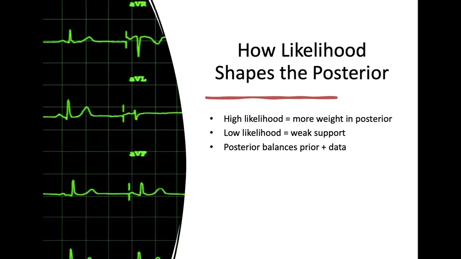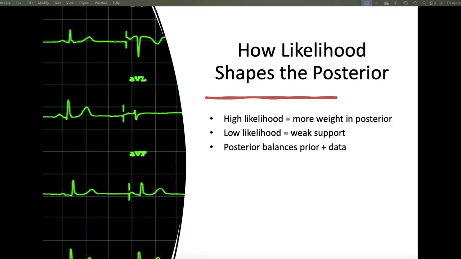Now, the likelihood is what shapes the posterior. If your data strongly supports a hypothesis, it gets more weight. If your data doesn't support the hypothesis, it gets downweighted. The posterior is the result of this balancing act between your prior beliefs and what the data tells you. As you get more data, the likelihood plays a bigger role, and your beliefs become increasingly data-driven.